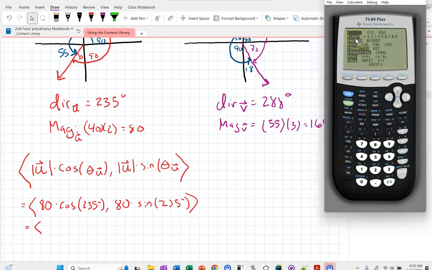Before I start, though, I want to make sure that my calculator is in degree mode. So I've gone ahead and I'm going to press the mode button, make sure I'm in degree mode. I know I need to be in degree mode because all the angles are described using degree symbols.